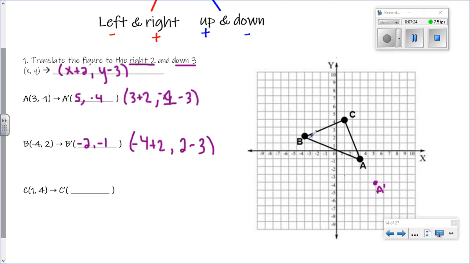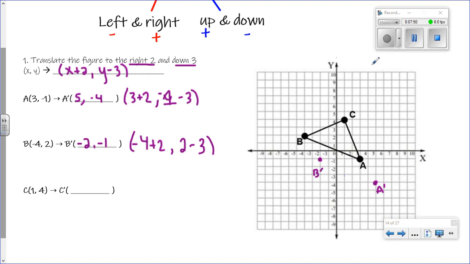And you can check yourself by counting on the graph. So here's B. We want to move to the right 2. So we have 1, 2. And we want to move down 3. 1, 2, 3. And this is where we're going to place our point. And then hopefully you see we are at -2, -1. And we can label this point B prime.